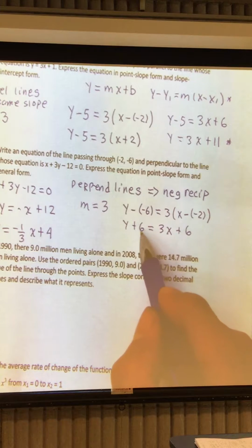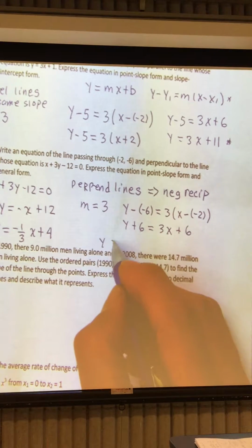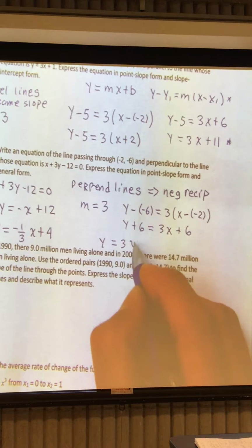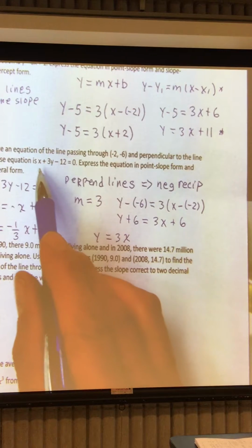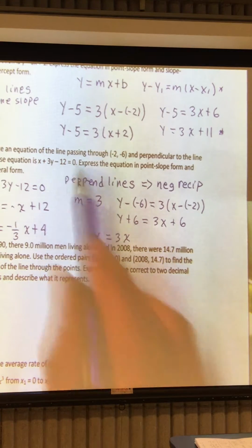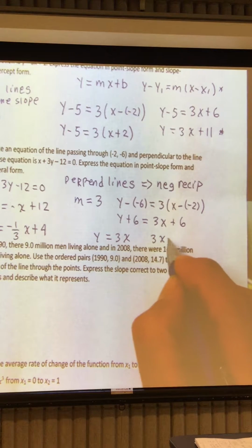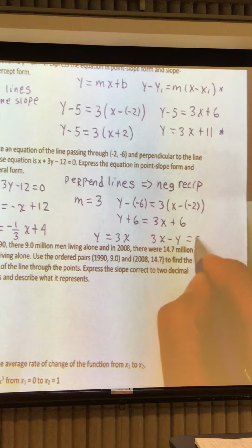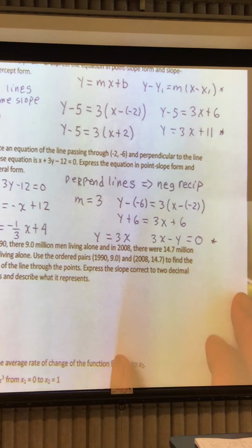And we have a bonus here that subtracting 6 would make it go away on both sides, giving us only y equals 3x. To write in general form, we want the x value first, and then the y value, and then the constant, and always equal to 0. So we'll bring the y value on this side, giving us 3x minus y is equal to 0. And there we have our general form.